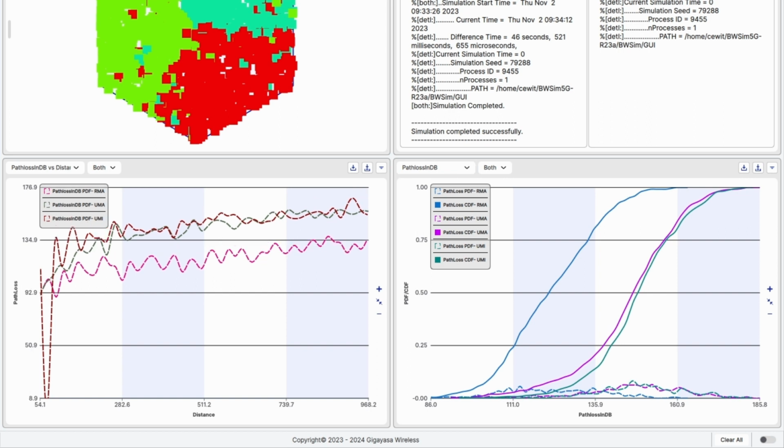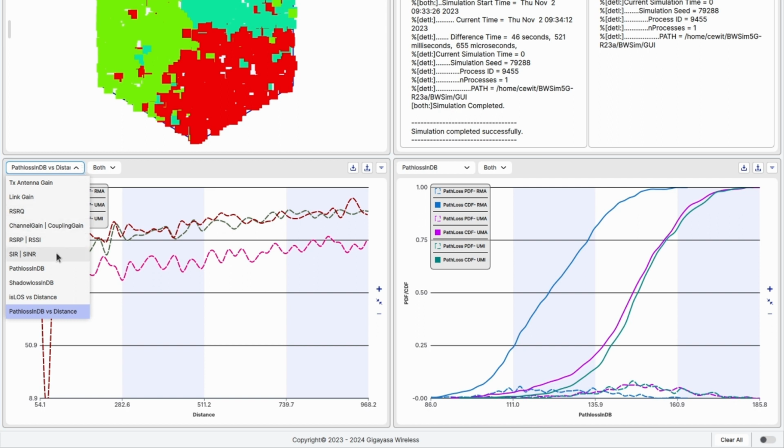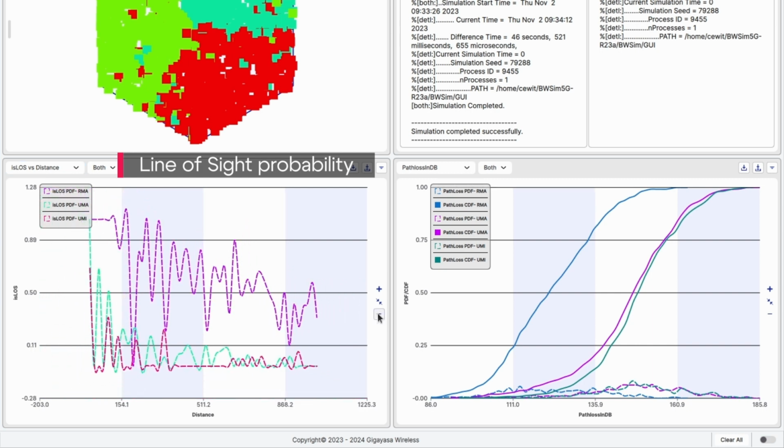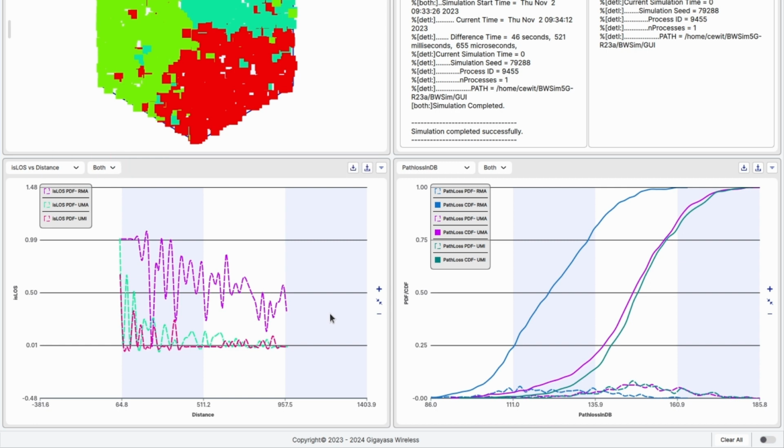The next observation will be made with respect to LOS for the three terrains. Again, as you can see here, the LOS probability decrease is sharper in urban scenarios than in rural scenarios, and this can again be attributed to the fact that as the distance increases, the structures that cause obstruction for the LOS increase, causing this sharper decline. And the third observation that we are going to see is the shadow loss.